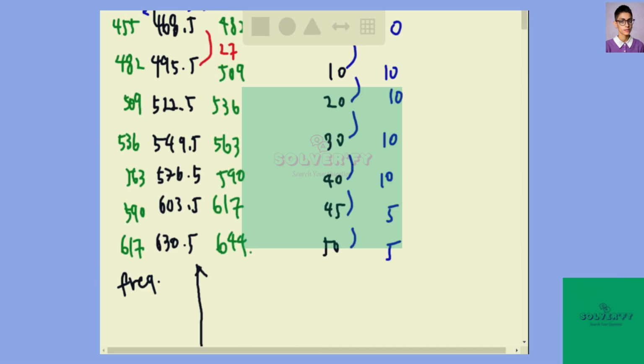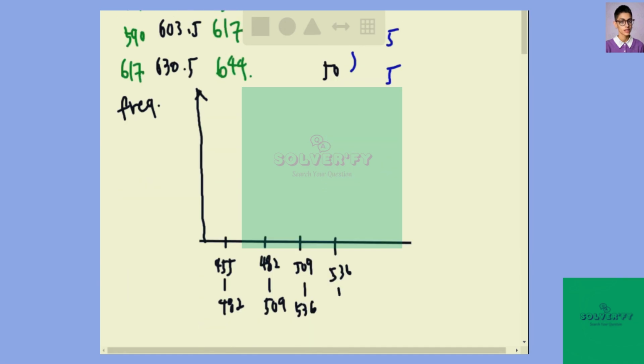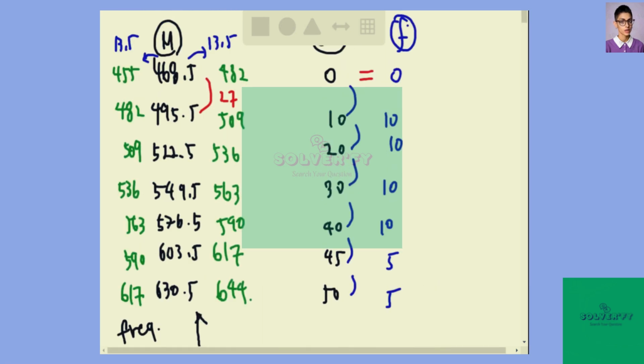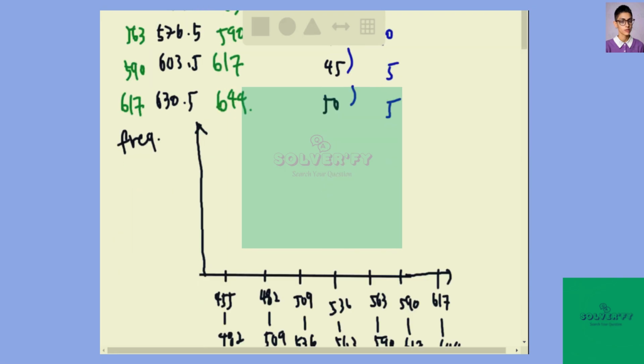536 to 563. And 563 to 590. And the last one will be 617 to 644. Okay. All right. So now frequency was 0, 10, 10, 10, 10, 5, 5. So 455 to 482 is 0. So nothing, right?